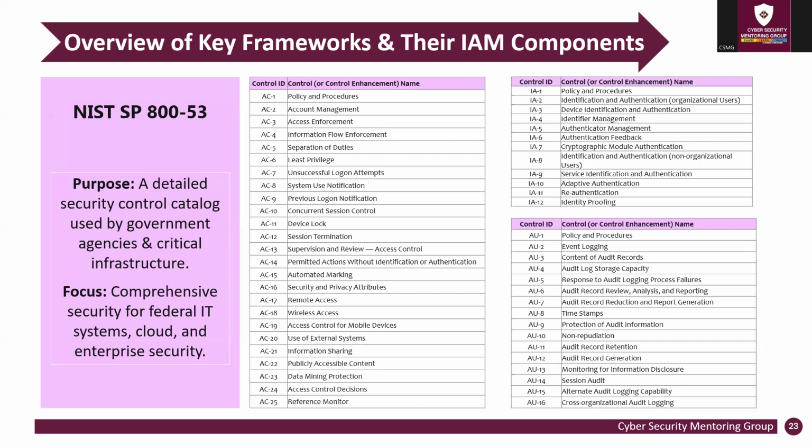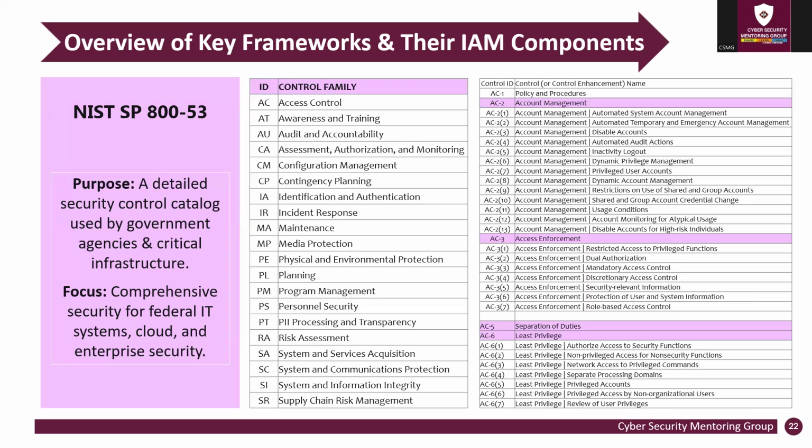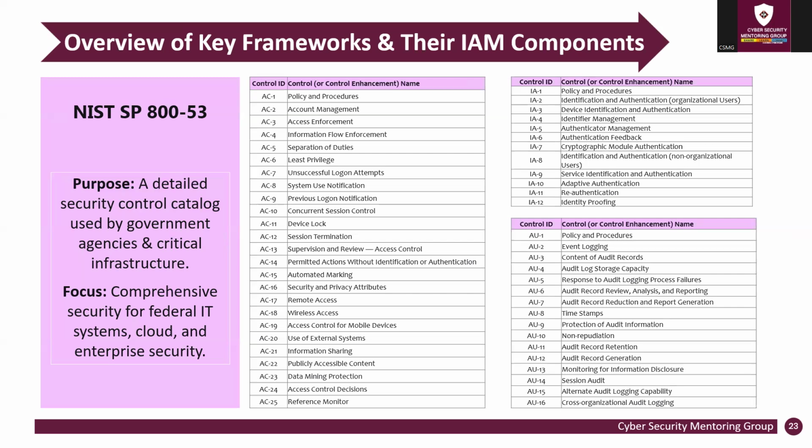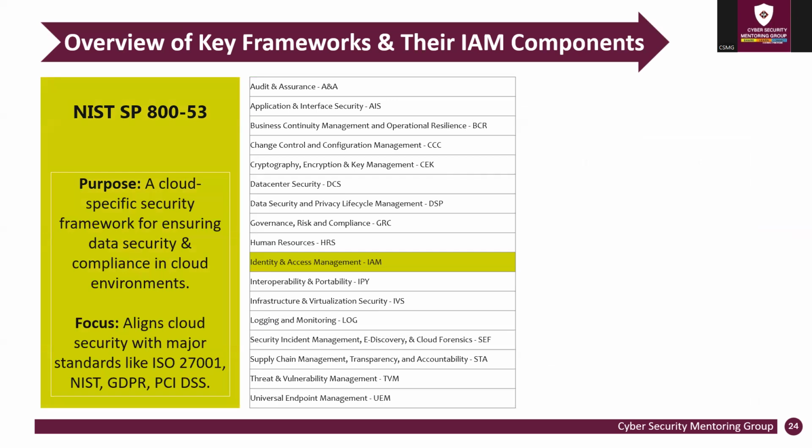It's 25 controls. Then you have identification and authentication. That's another that deals with identity directly from the name. And then you have audit and accountability, which also deals with identity. Then this is, gosh, I did not do this one too. So let me change it.